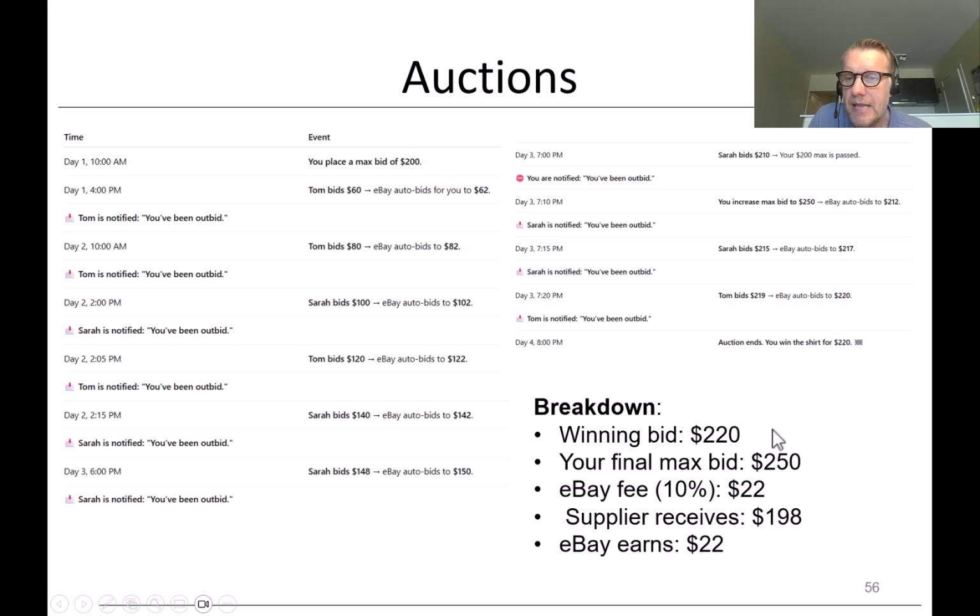It's less than what my maximum bid was, because my maximum bid was 250, and eBay gets a fee. Let's say 10%. The supplier, the one that sells the shirt, gets $198, and eBay earns 22. Let's say. That's how it works, right? Proxy bidding.